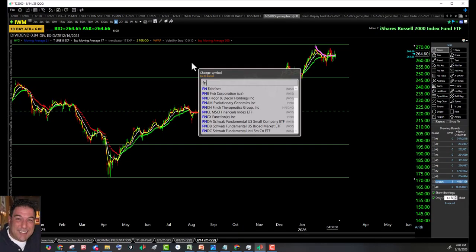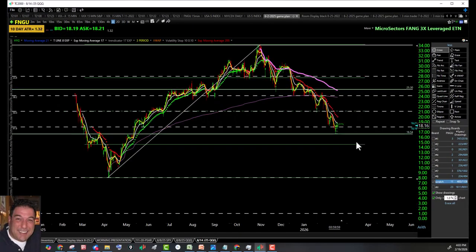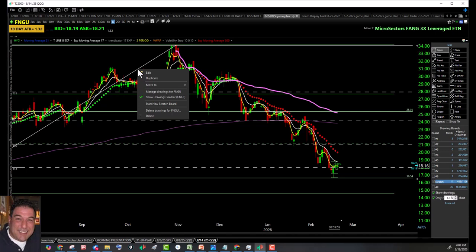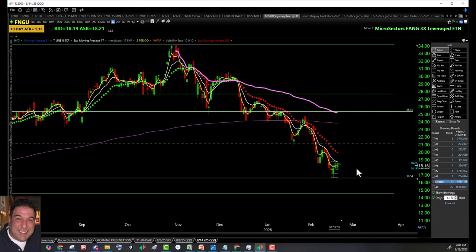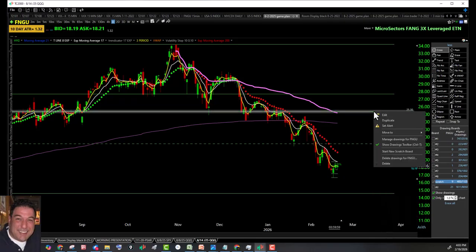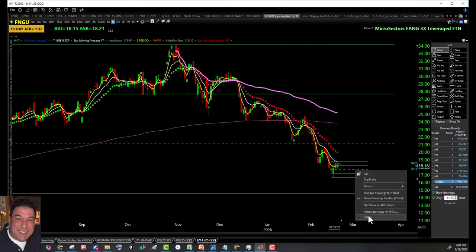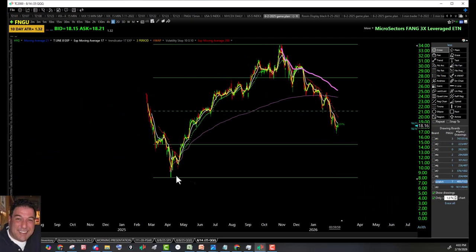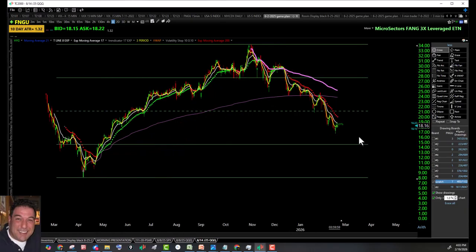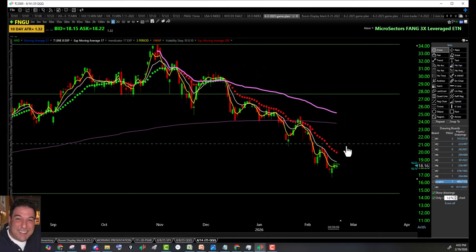Take a look at Stinker. I'm going to delete that. I'm going to delete this. There's the all-time low. There's the all-time high. There's the all-time high anchored VWAP. There's the all-time low anchored VWAP. They're about to converge right here.